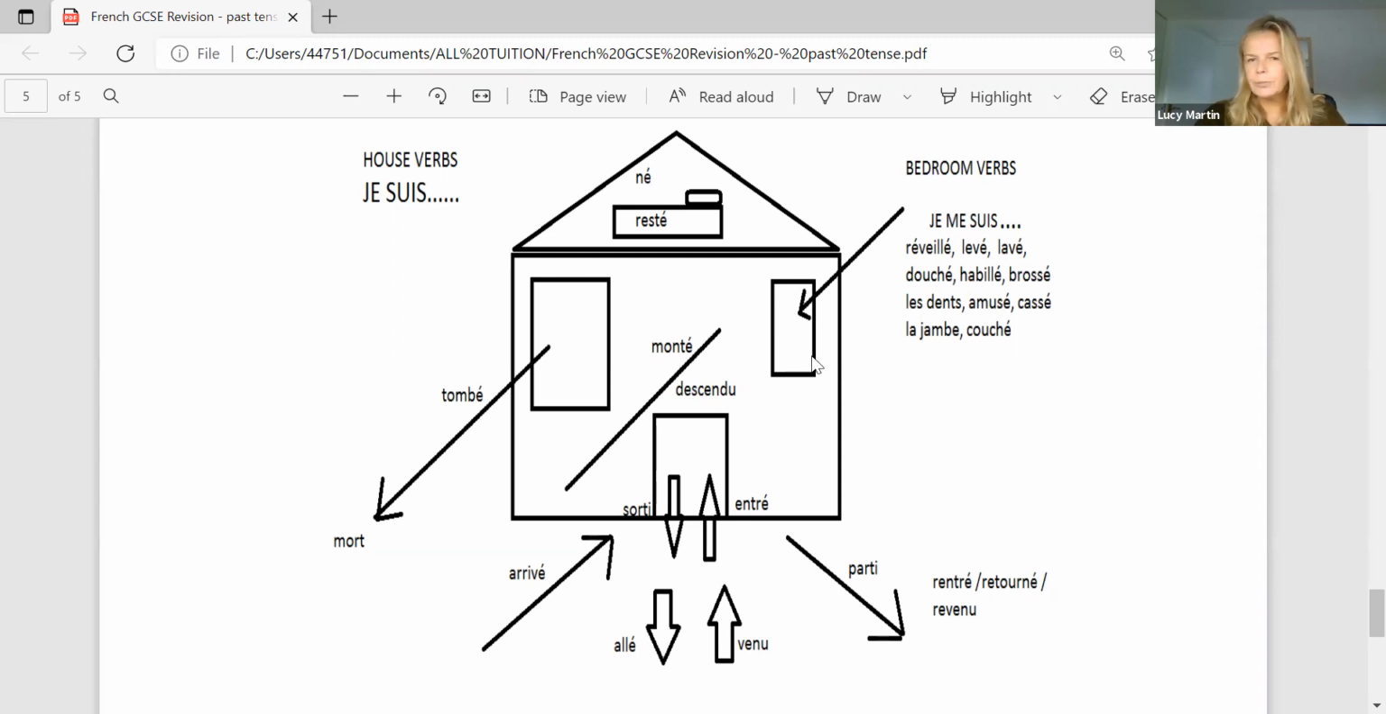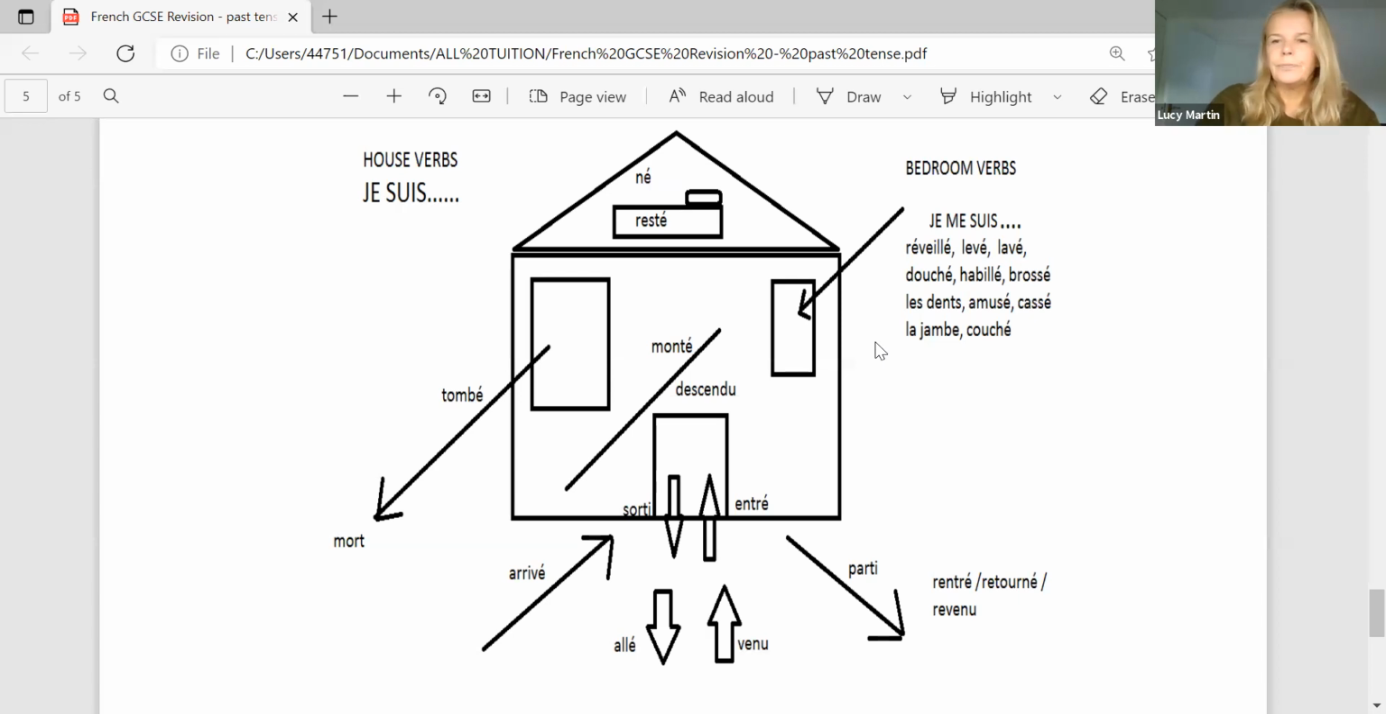Now, those reflexive verbs that we did last time, lesson 2, in the present tense, remember they went like this. Je me lève, je me douche, je m'habille, je m'amuse, je me couche. In the past, we've got our je me, but we're going to put our suis after that. So je suis for the main house verbs, je me suis for those reflexive verbs. Here are some examples of their past participles, and just like the rest of the house verbs, they will agree with the subject. They'll agree with the person that's doing it.